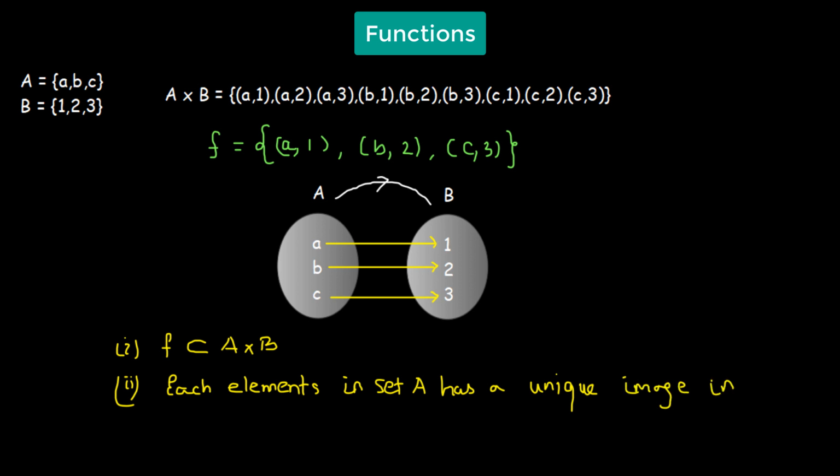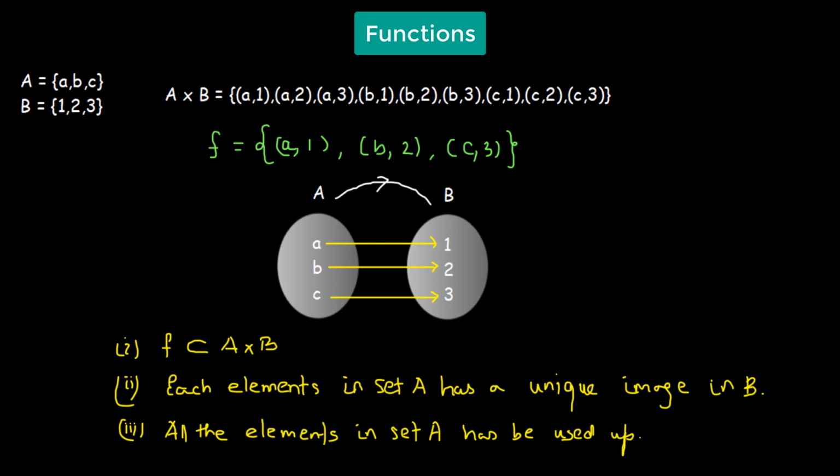The third conclusion that we can draw is that all the elements in set A have been used up, meaning whenever we pick up each element in set A, it is going to give us its corresponding ordinate value in set B. So these are the three conclusions that we can draw from the given relation F. These are unique conclusions that we are drawing from this particular function F. So now we are ready to formally understand the definition of a function.